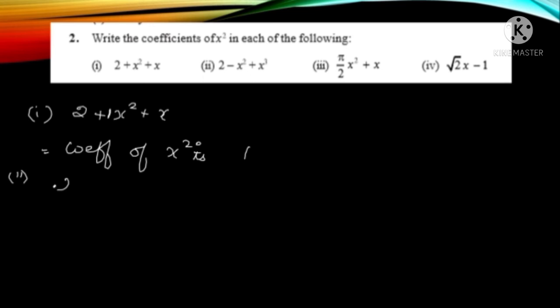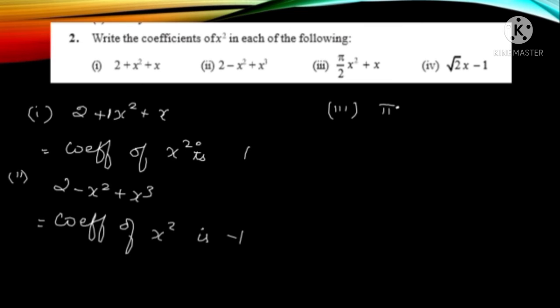Next, second subdivision, 2 minus x square plus x cube. So here, what is the coefficient of x square? Here it is also 1, but we have a minus sign, so the answer is minus 1. Next, third subdivision, pi by 2 x square plus x. So what is the coefficient of x square? It is pi by 2.